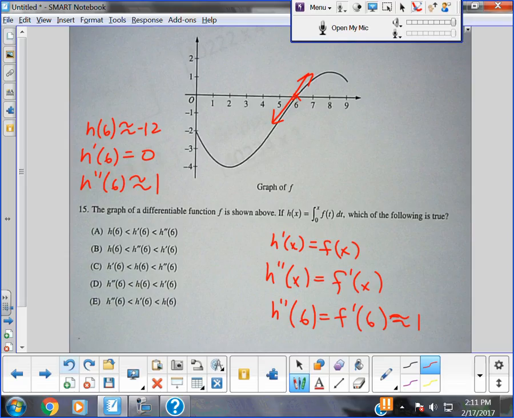H prime of 6 is 0. So I need h prime in the middle, I think. This is 0. Oh, look. Guess what? The very first one is true. And now, just to make sure I didn't screw up, h of 6 here is negative 12. H prime prime is 1. Nope, that didn't work, right? And if I go through the rest, I can make sure, if I had extra time on the AP, that the rest of these are wrong.